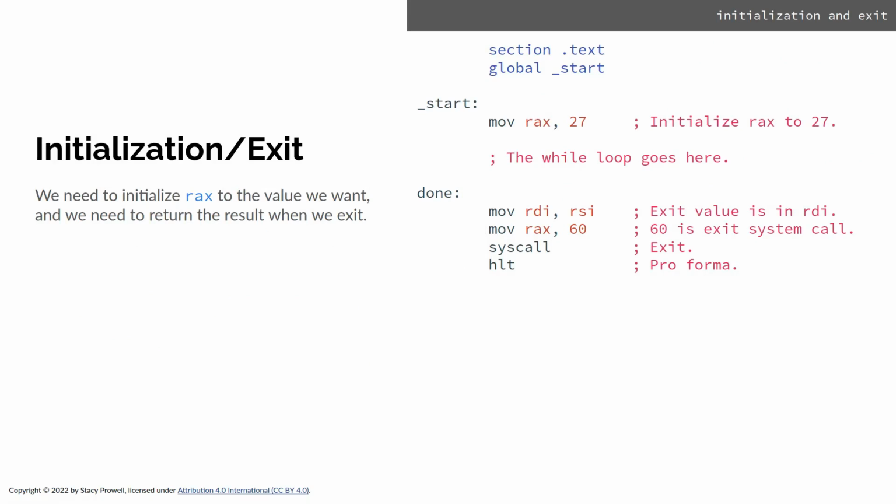We need to initialize RAX to the value we want. We'll just pick one. 27 is a good one. We'll just put 27 in RAX, and that'll be the first thing we do up here at start. Right? So we'll say global start. The while loop we just wrote will go here. When we're done, we go to done. What happens at done is we exit. This is how you call the exit system call. And the way that the exit system call works is the exit value of the program should be in RDI.